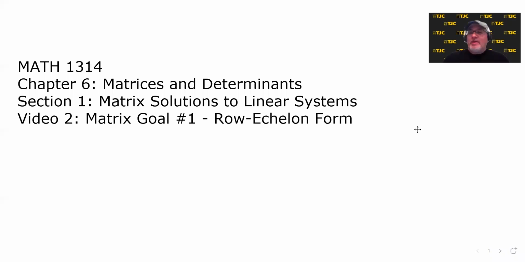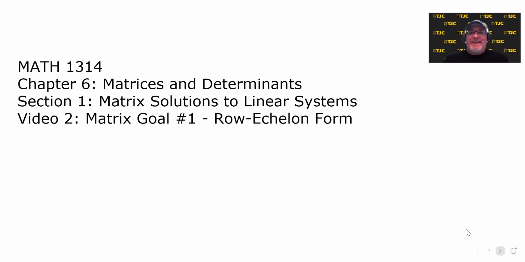Math 1314, Chapter 6, Matrices and Determinants, Section 1, Matrix Solutions to Linear Equations, Video 2, Matrix Goal Number 1, Row Echelon Form. In the previous video, we talked about rewriting a system of equations in something called an augmented matrix. And the idea of it was to focus solely on the numbers in a system of equations and their positions and kind of put the variables to the side with the intent of bringing them back in at the very end. In this video, we're going to talk about what one of our goals would be to achieve with these matrices, called row echelon form.